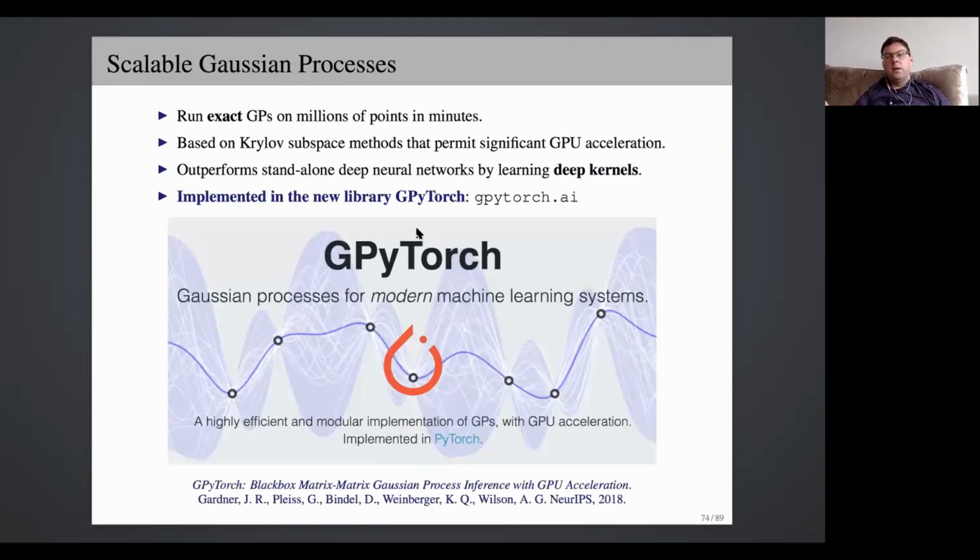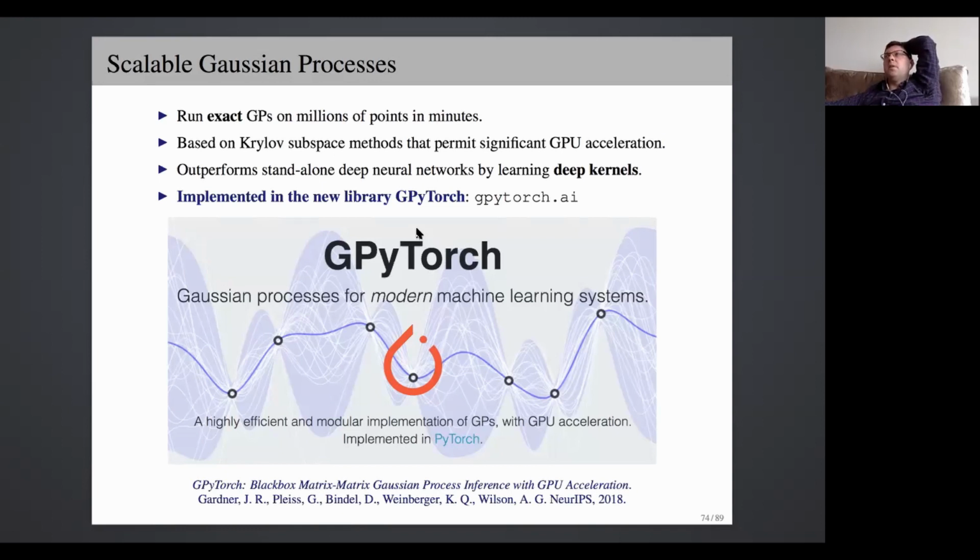Now, a big challenge in using Gaussian processes historically has been scalability. As you briefly saw in that set of equations where we were thinking about kernel learning, we need to solve a linear system and compute a log determinant over an n by n matrix if we have n data points.